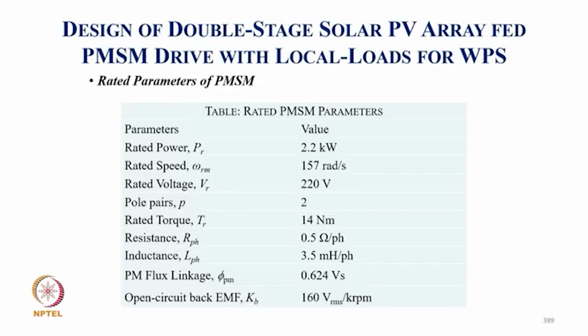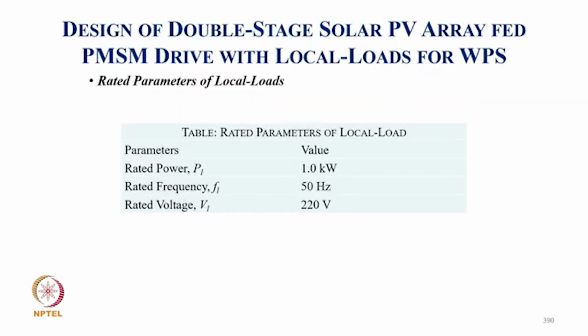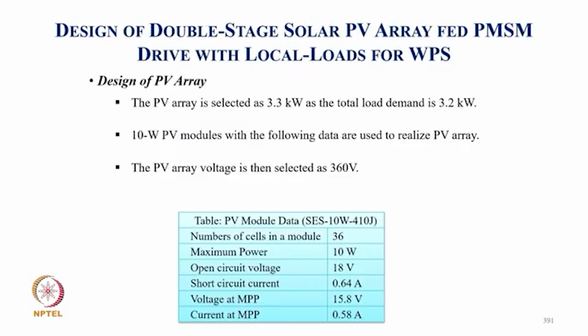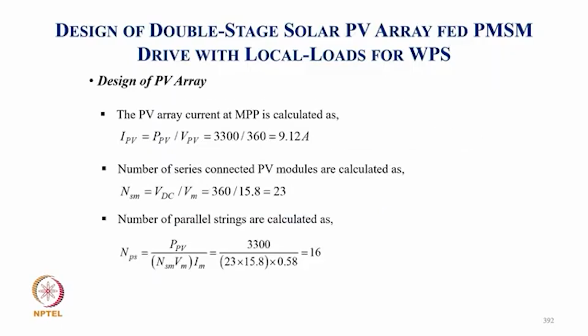And these are the parameters of the 2.2 kilowatt PMSM motor. These are of course the parameters of the local load of 1 kilowatt, and design of the PV array. A PV array of 3.3 kilowatt is taken, and load demand is for the 2.2 kilowatt motor as well as the 1 kilowatt load, and typically 10 watt modules are used here, and these are the design of the module.